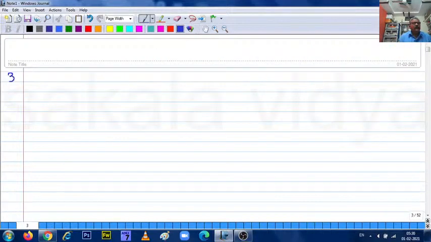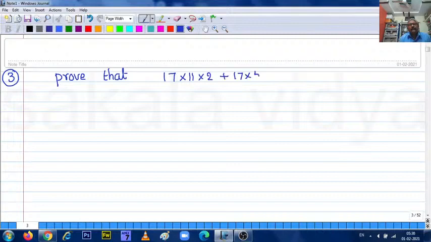So now the third question. Prove that 7 into 11 into 2 plus 7 into 5 is a composite number. Okay, let us solve it now.